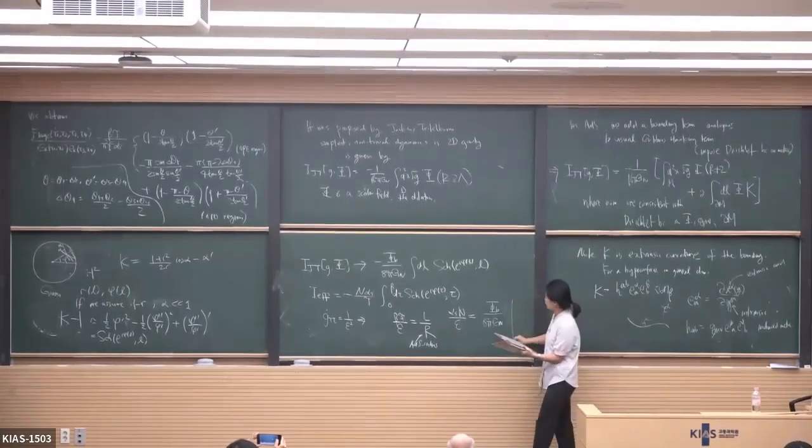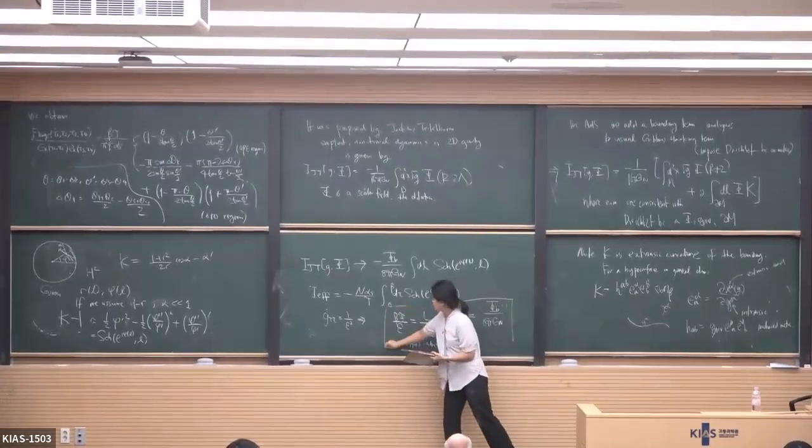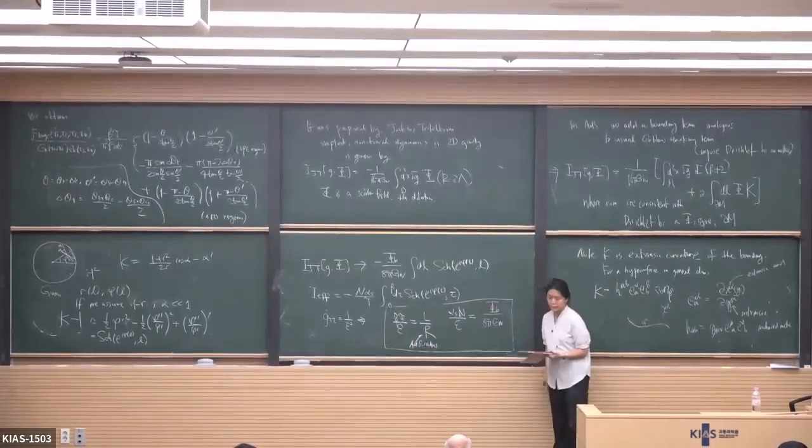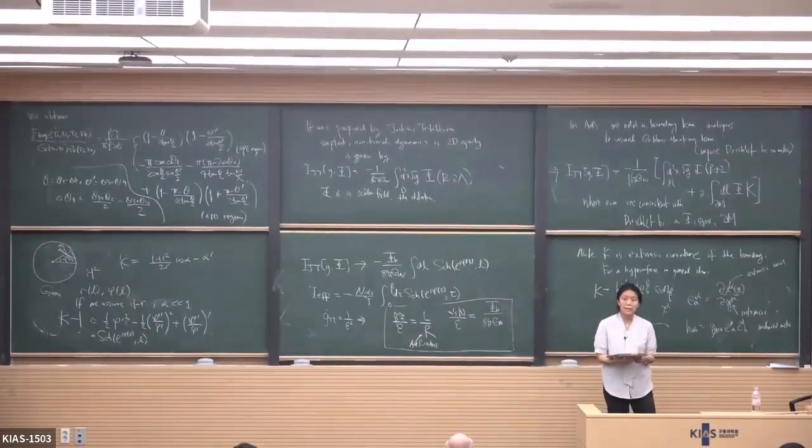So this is the correspondence between parameters in the SYK model and JT gravity. Okay, I think I'll end here.